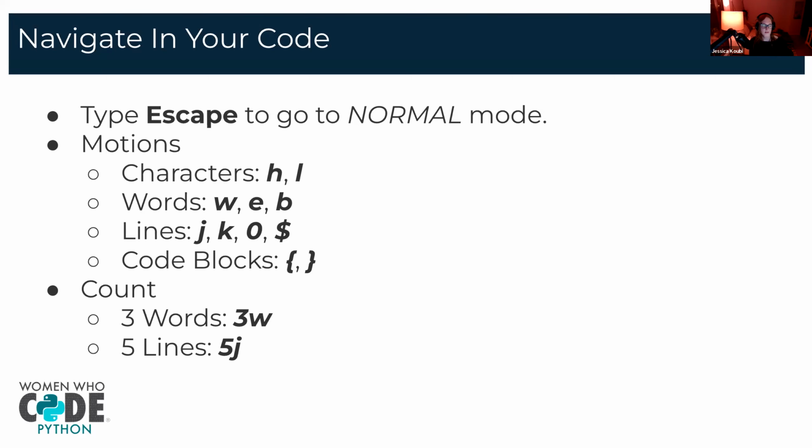To navigate in your code, you can use some shortcuts to navigate between characters. So you can go back and forth to the next or previous character. You can go to the next word or previous word, as well as going to the end and the start of the word. You can go to the next or previous line, and you can go to the start or the end of the line.